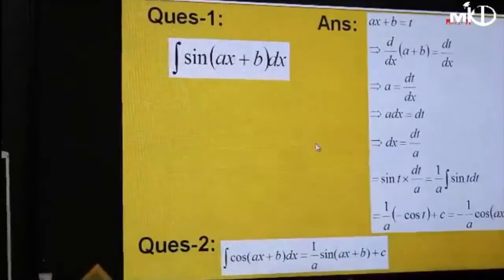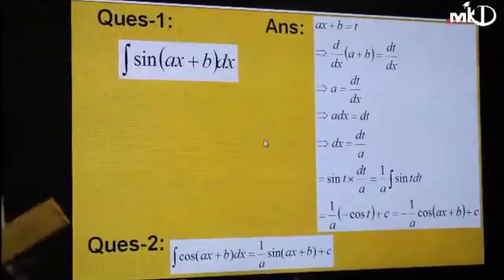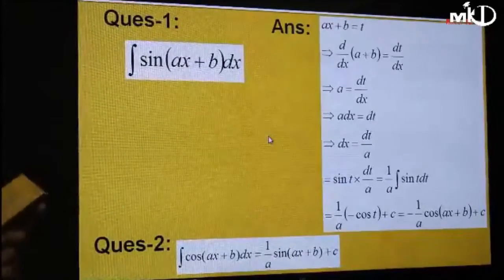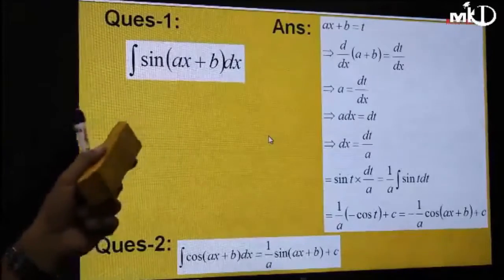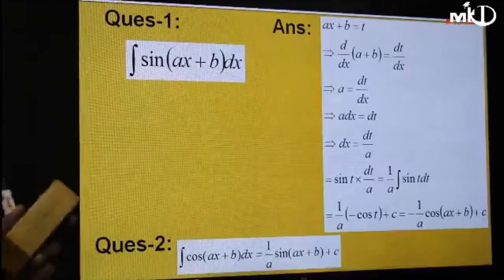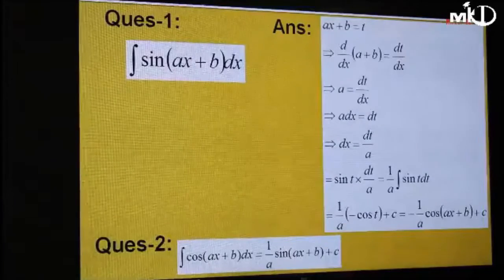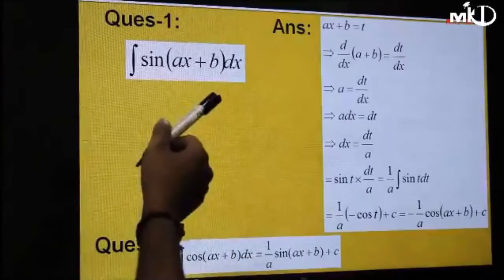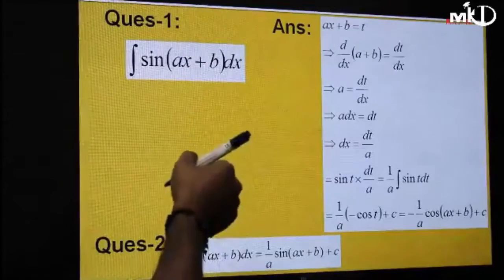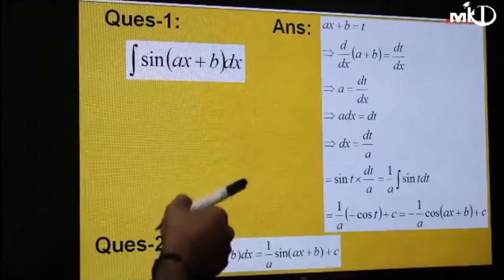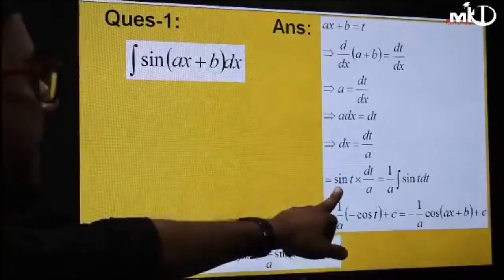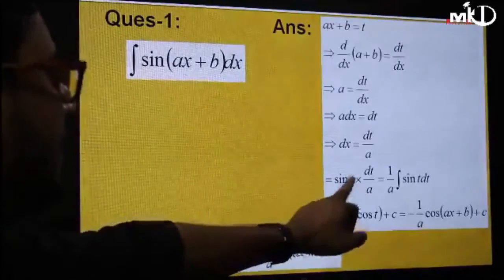I think we have done this already: integration of sin(ax plus b) dx. In the case of substitution, we take ax plus b as some parameter t, then it becomes sin t. Since ax plus b equals t, a equals dt by dx, so a dx will be dt and dx will be dt by a. So this integration becomes the integral of sin t into dt by a.